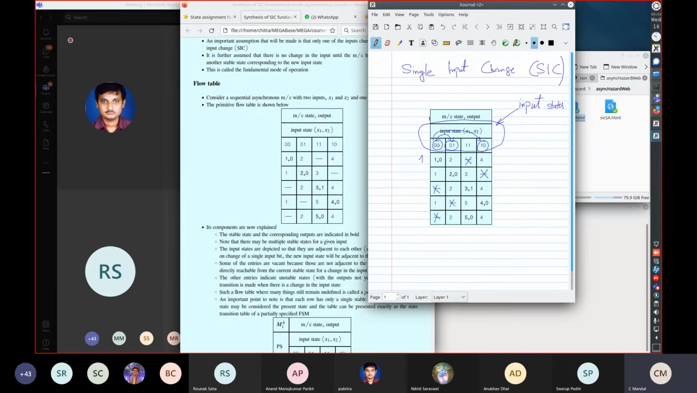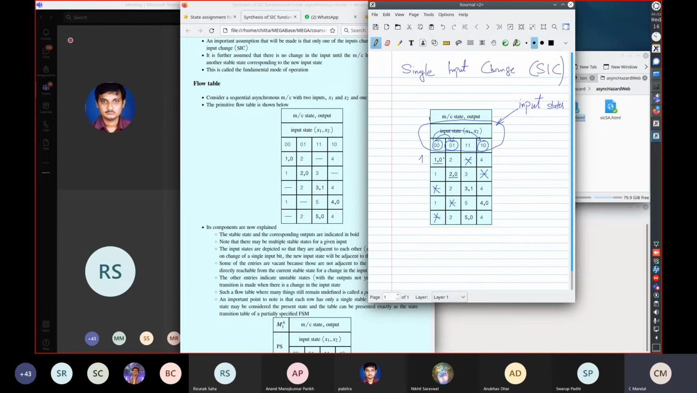Now, if the input state changes to 0, 1, it makes a transition to the state 2. Now here we do not write the output because we allow the output to be undefined for now. This table does not enforce the output because it is making a change from 1 to 2, and then for this input, 2 is the stable state. Okay, so this is the stable state here. All right.